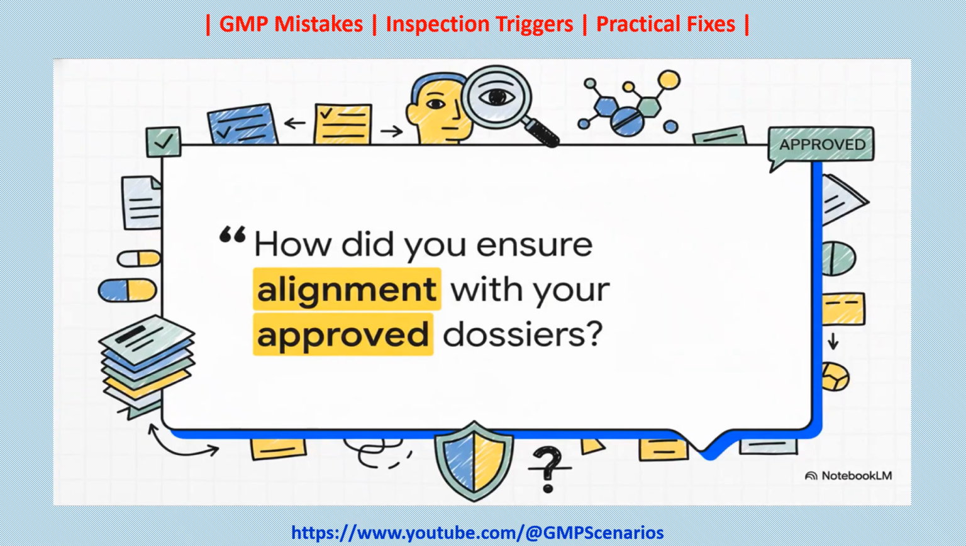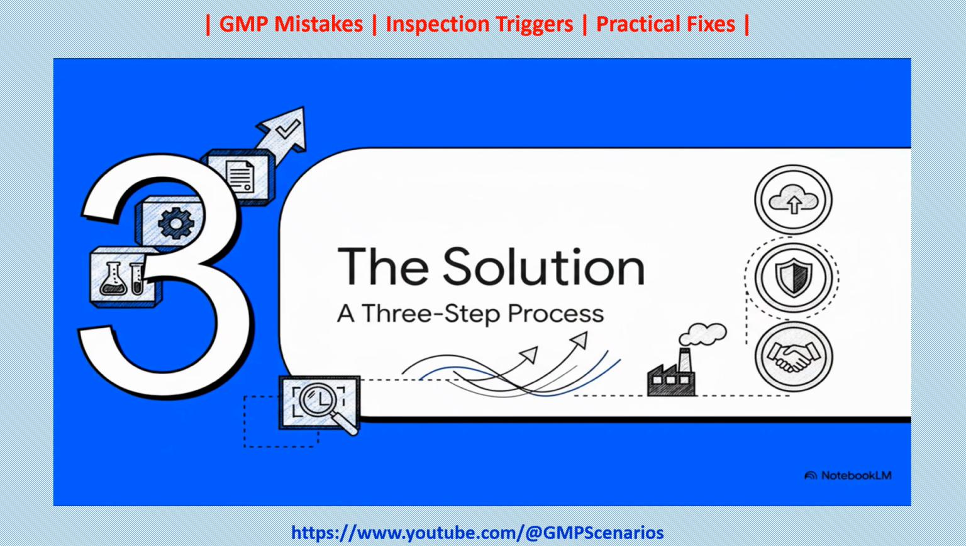Just imagine for a second. An inspector is looking you right in the eye and asks, so how did you ensure alignment with your approved dossiers? Trust me, without that documented regulatory assessment, that is an incredibly tough question to answer. But here's the good news. Closing this gap is actually pretty straightforward. It all comes down to a really clear three-step process that you can build directly into your system.